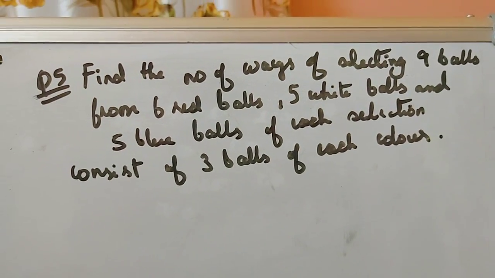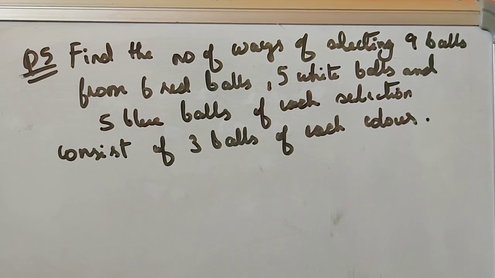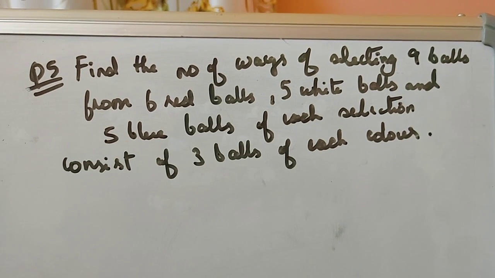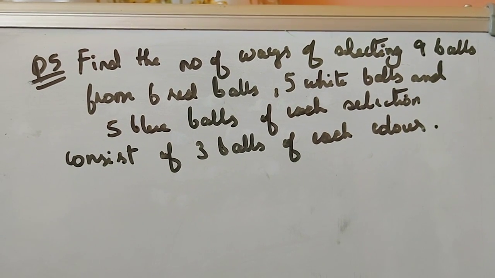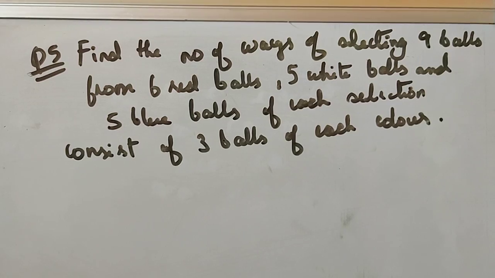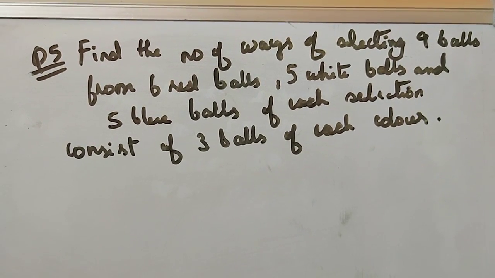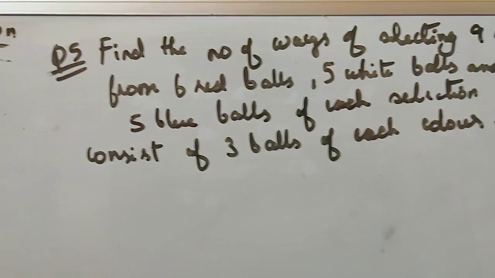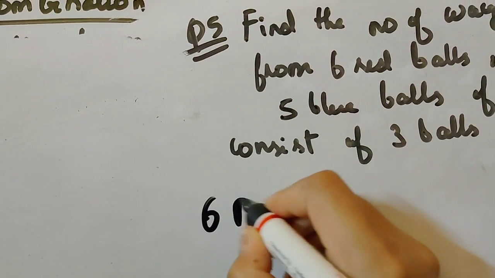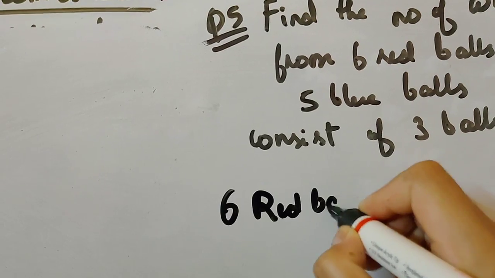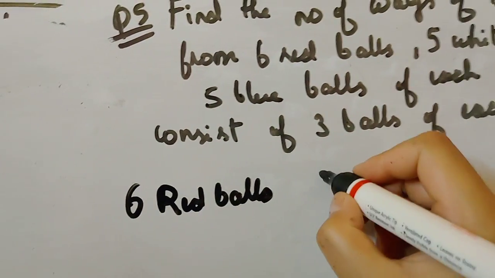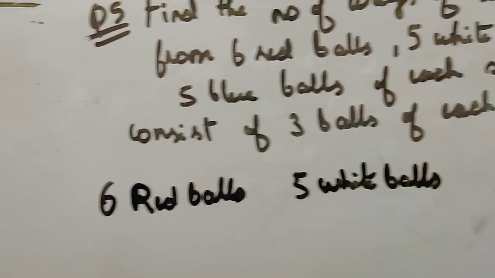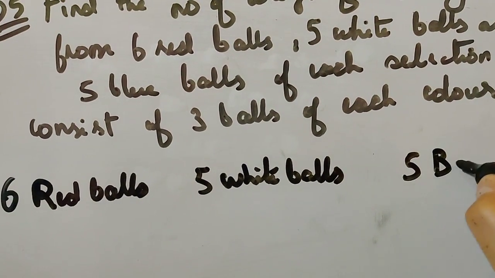Now next is question number 5. Find the number of ways of selecting 9 balls from 6 red balls, 5 white balls and 5 blue balls, if each selection consists of 3 balls of each color. That means in total you have 6 red balls, and 5 white balls and 5 blue balls.